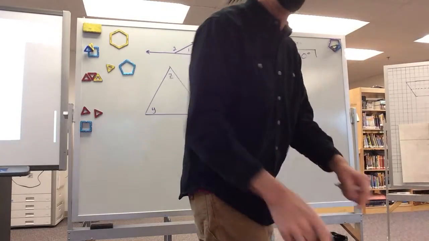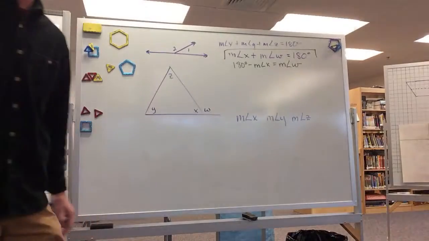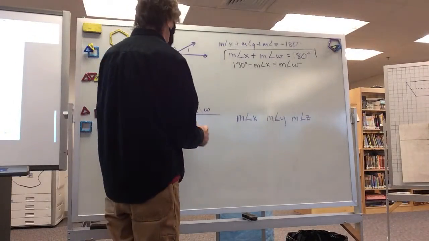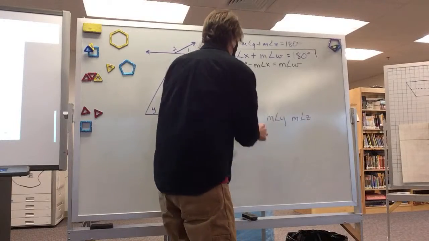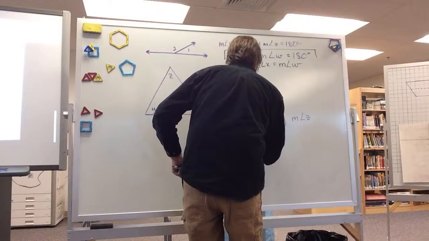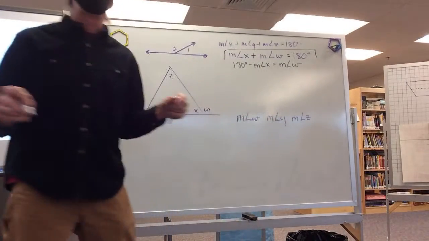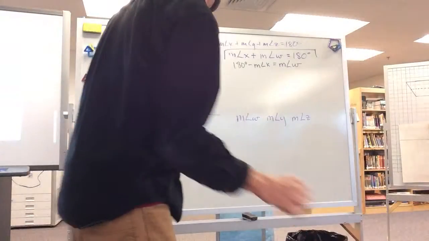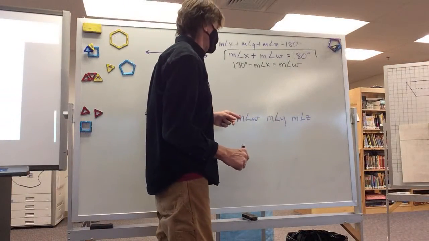Still trying to find the relationship between these three angles, or a relationship that involves these three angles. No, not x, y, z. It's w, right? That's what I should have here. It's w, y, and z. Yes? The measure of angle y plus the measure of angle z equals the measure of angle w.